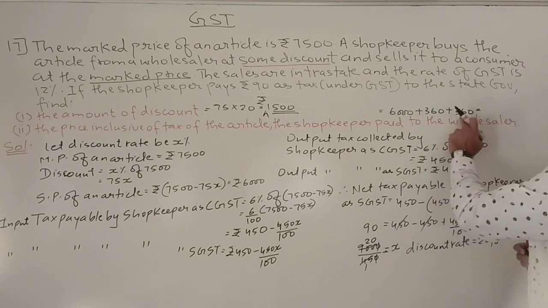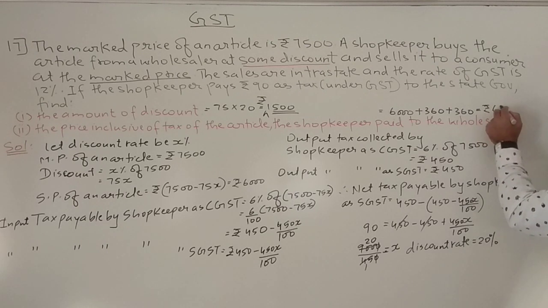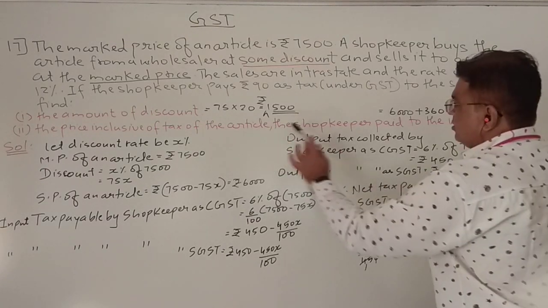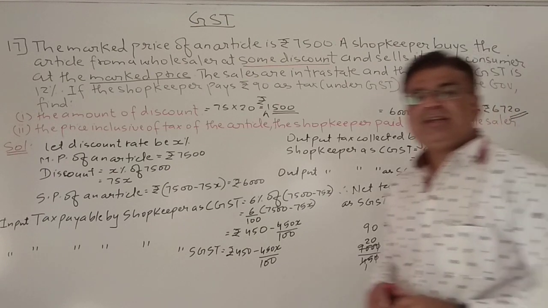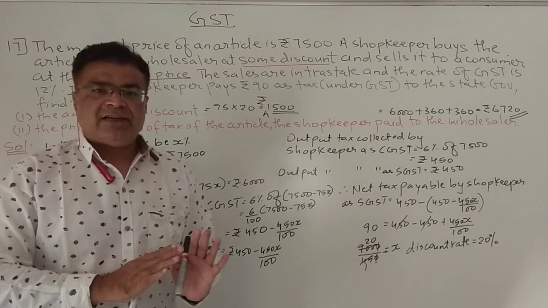So 360 plus 360 is 720. So rupees 6,720. So the price inclusive of the tax of the article the shopkeeper paid to the wholesaler will be 6,720. So students, you can see this was a sum of algebraic concept.